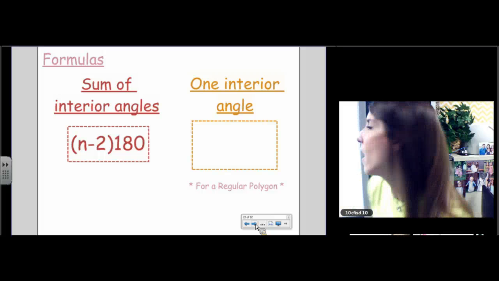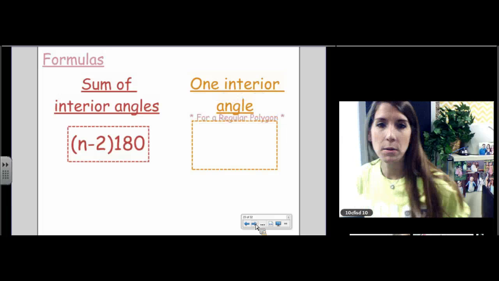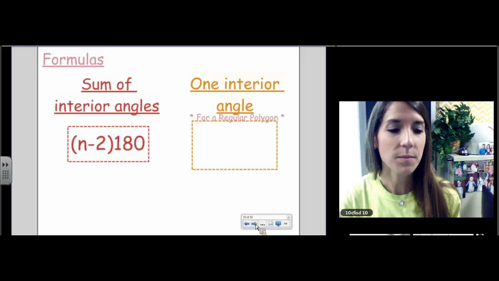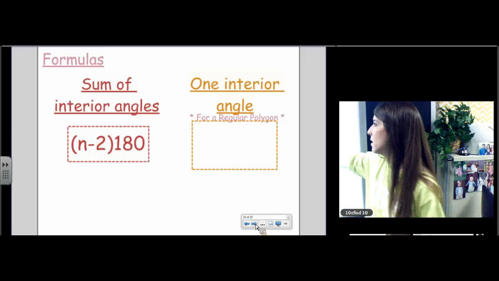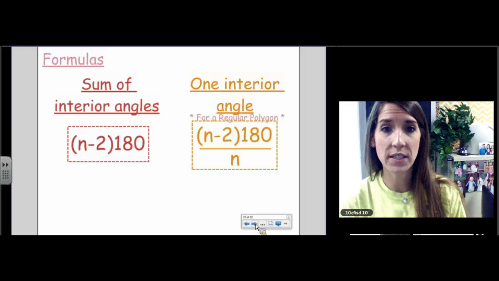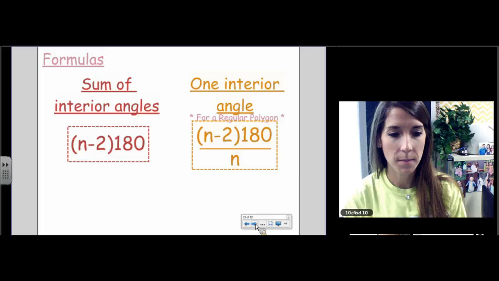How would we find one interior angle if it's regular? How would we find one interior angle? Good, Rishi. Divided by n. n minus 2 times 180, and then divide it by the number of sides. Write this down. This is an important formula. Good.